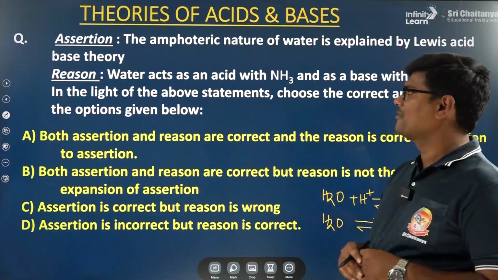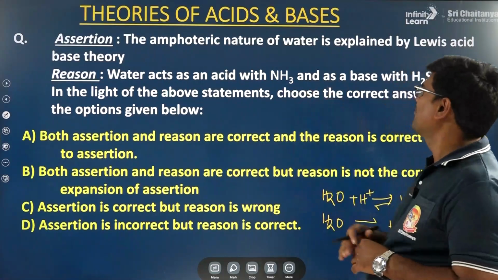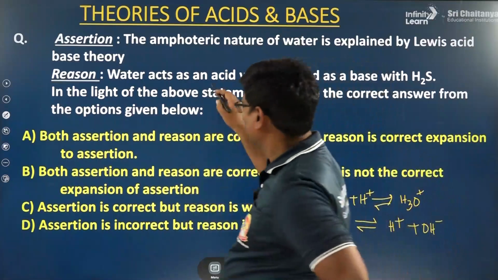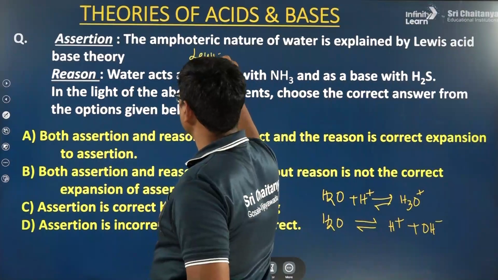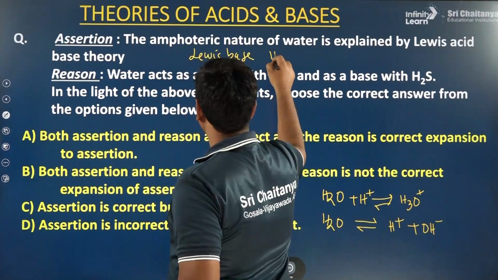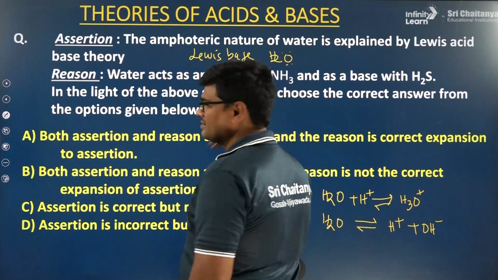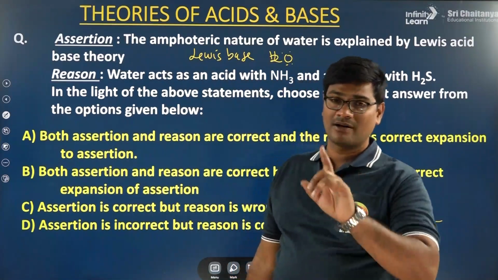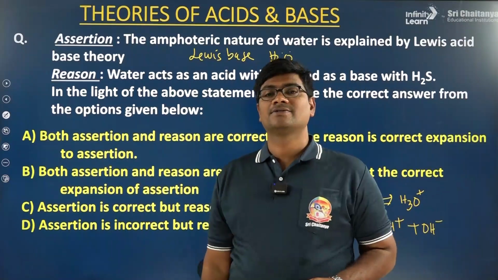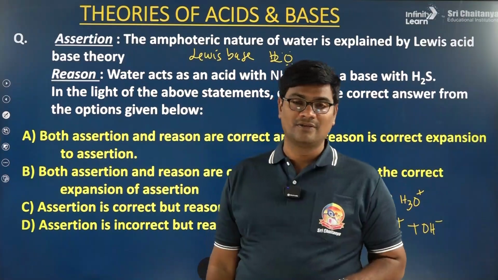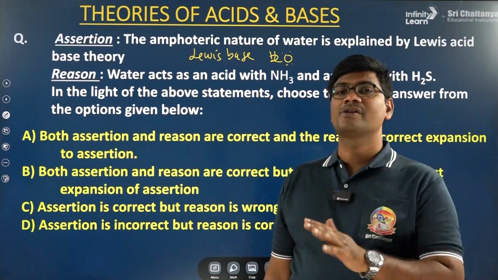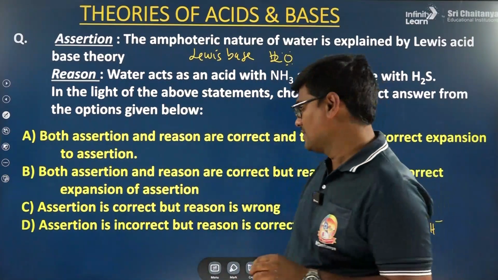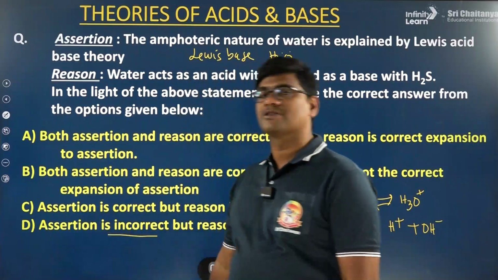But what is the assertion they have mentioned? The amphoteric nature of water is explained by Lewis acid-base theory. Water is a Lewis base. Why? Water is a Lewis base because water has oxygen, and this oxygen has two lone pairs. Therefore, water acts as a Lewis base, but water never acts as a Lewis acid. So the amphoteric nature of water is explained by Bronsted-Lowry theory, but not Lewis theory. Therefore, obviously, the assertion is wrong. If the assertion is incorrect, we have only one option, that is option D.